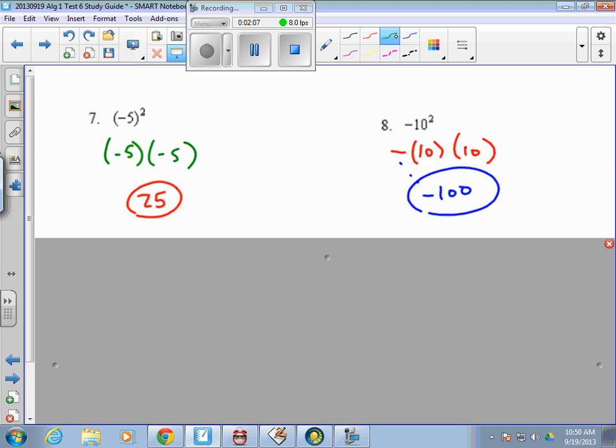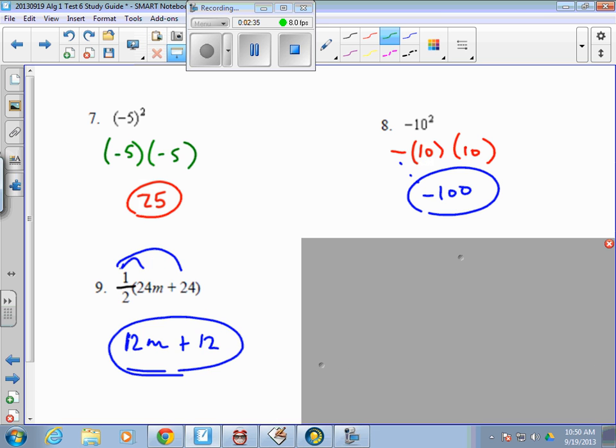7 says negative 5 squared. Notice the difference between 7 and 8. Negative 5 is in parentheses for number 7. So you do negative 5 times negative 5, not times 2 like some people try to do, but negative 5 times negative 5, and you get positive 25. The difference between that one and 8 is it's negative 10 squared, but it's not in parentheses now. You don't include the negative. You square 10 times 10, and bring the negative down to make it a negative 100.